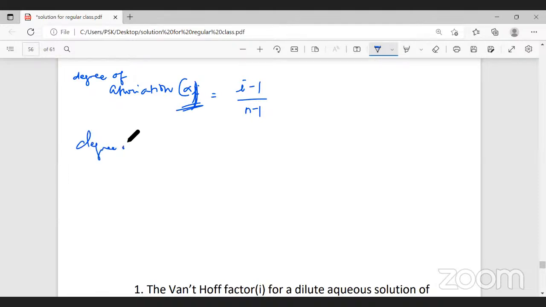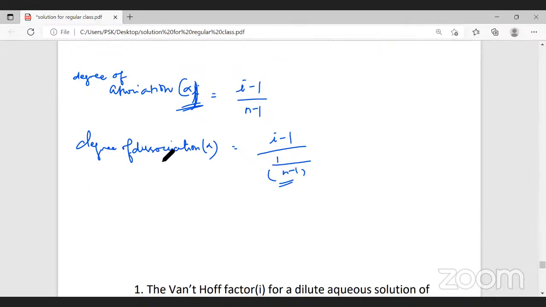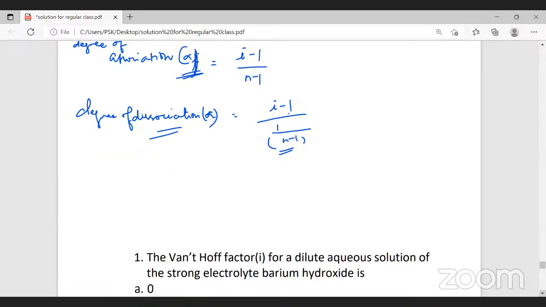Likewise, the degree of dissociation is also represented by the letter alpha, and it is given by the formula alpha equals I minus 1 divided by (1 divided by n) minus 1. Here n is the number of particles and I stands for the Van 't Hoff factor. We will try to learn some of the questions so that it will be easy for you to understand.